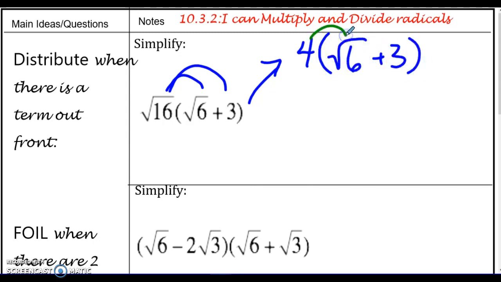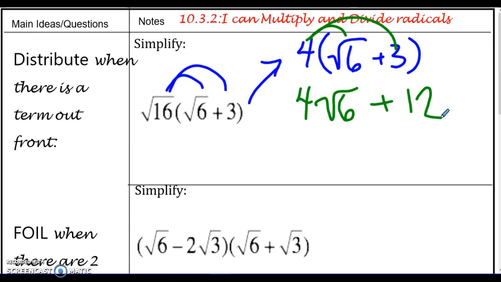So I multiply through. Now I'm going to distribute. So I get 4 times the square root of 6. You don't get the square root of 24. You just get 4 times the square root of 6 plus 12. There you go. And a lot of people are like, hey, you could divide 4 out of both of those.